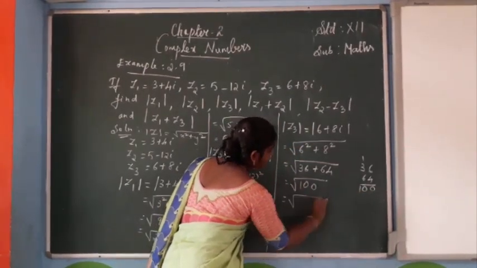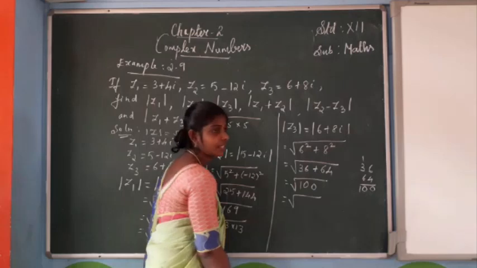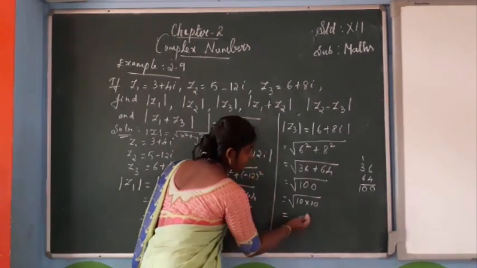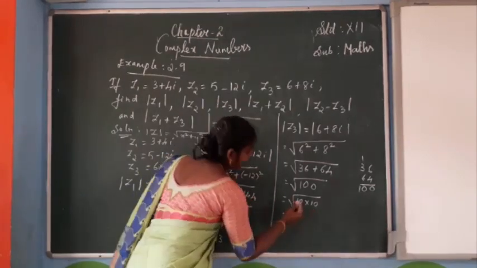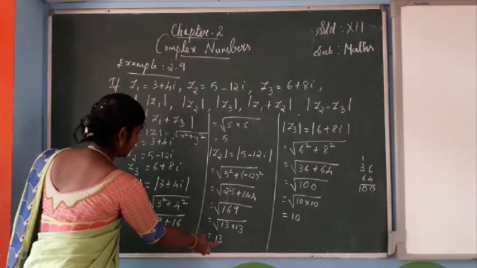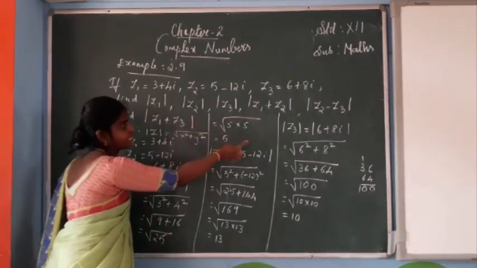So that's equal to root of 100. We can write 10 into 10, and you can take one value outside. So the value is 10. So this is the modulus value for Z1, Z2 and Z3.